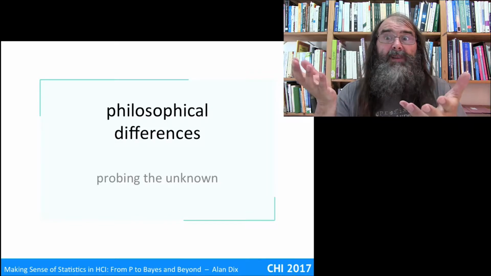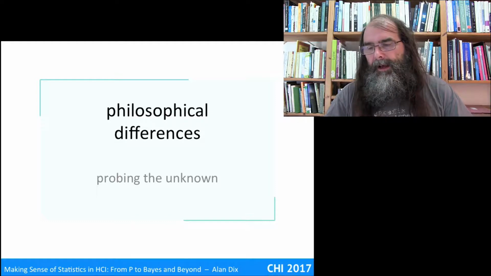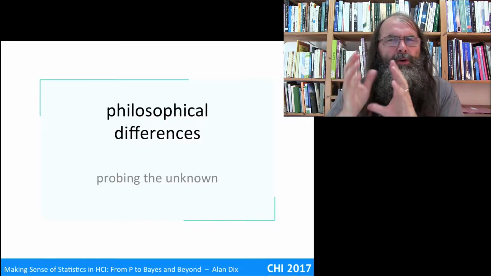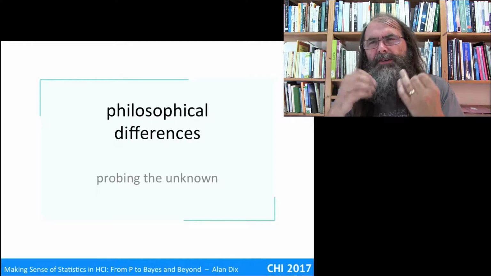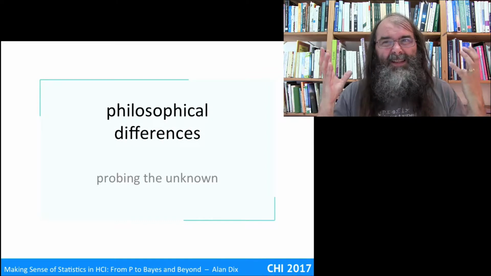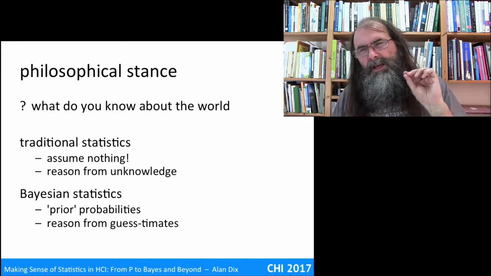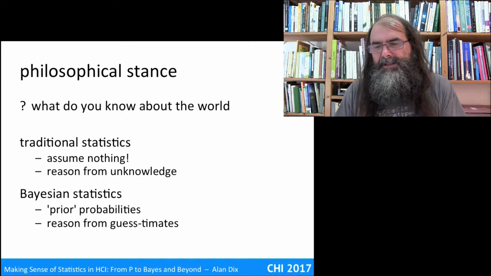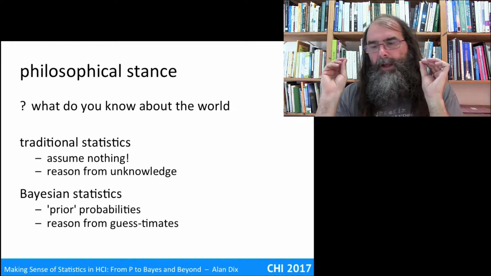So we've seen a number of different kinds of statistical technique, and what I want to do now is just talk through a few of the more philosophical differences between them, which are largely about the way in which different techniques deal with the unknown. I've talked about this big unknown before. So, crucial question that sort of underlies all of these statistical techniques is about what you know about the world.